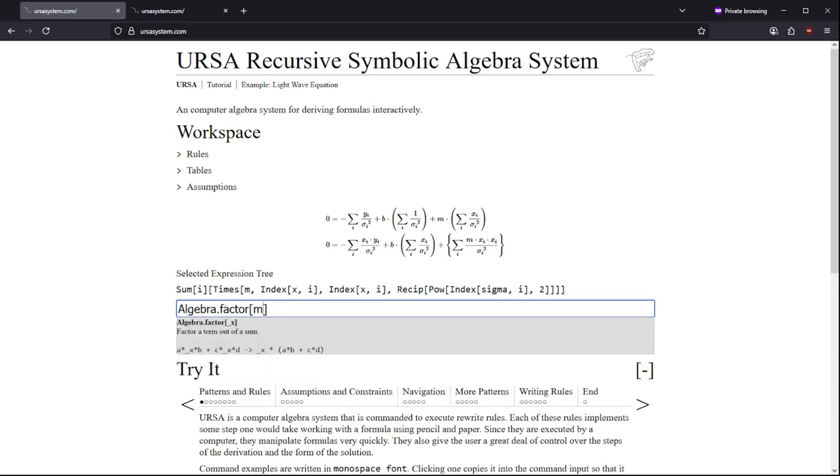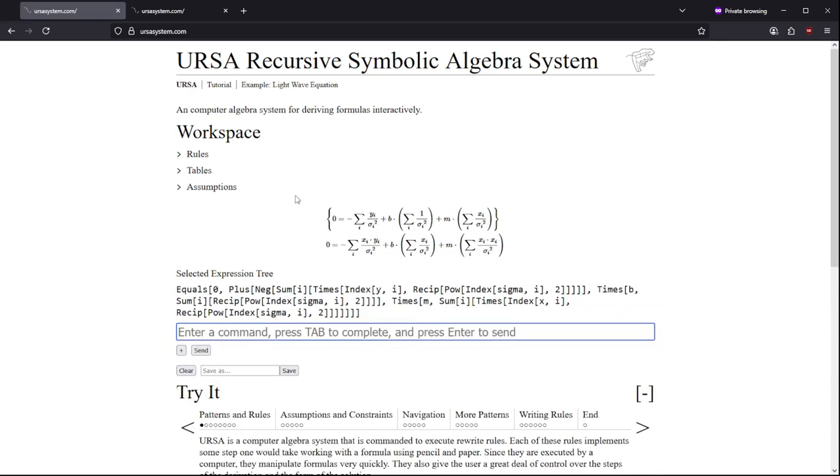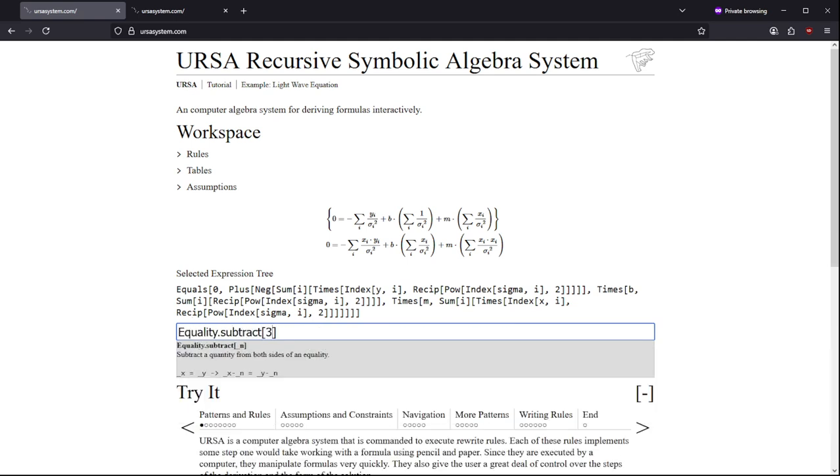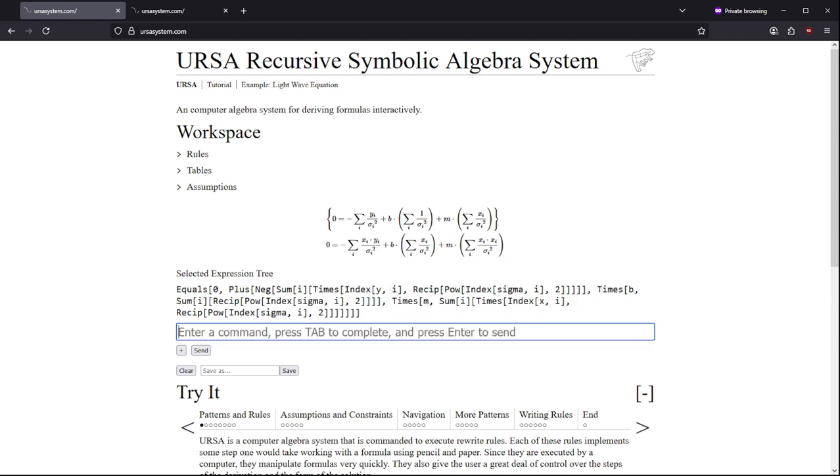Factor b, factor m. And another thing that I'd like to do is move this first term over to the other side of the equality. Now we can use equality.add or equality.subtract to do that, like equality.subtract 3 subtracts 3 from both sides of the equality. And I could type in this entire sigma sum, but there's an easier way, which is to use this rule called bind, which binds a pattern to the expression you have selected and allows you to plug parts of that expression into a rule.